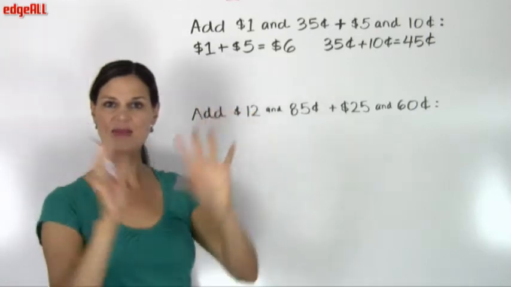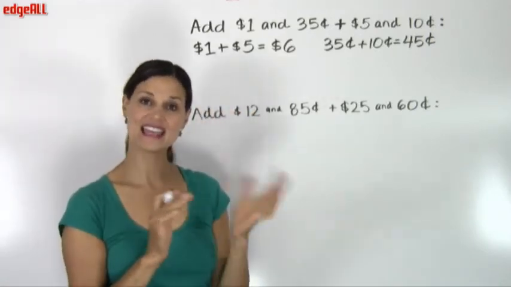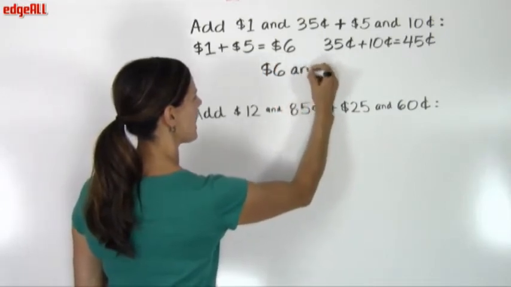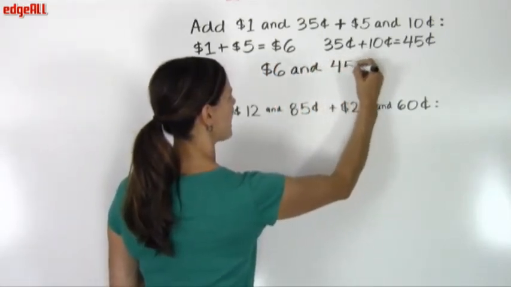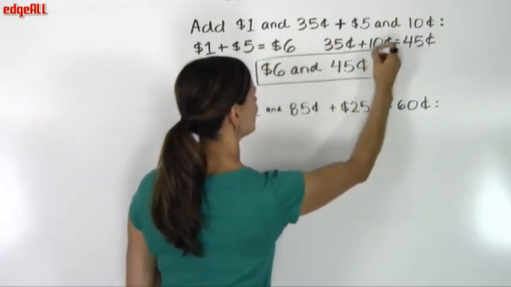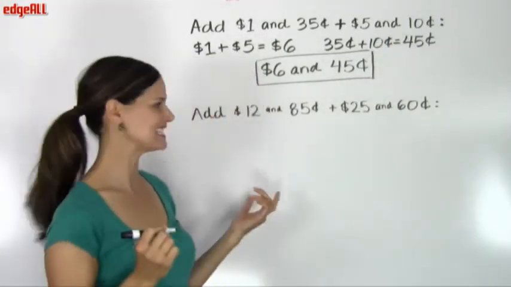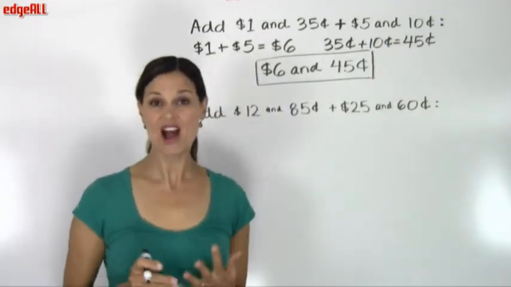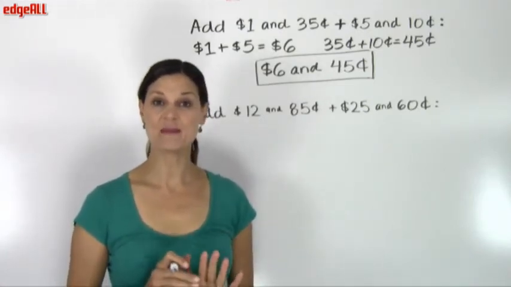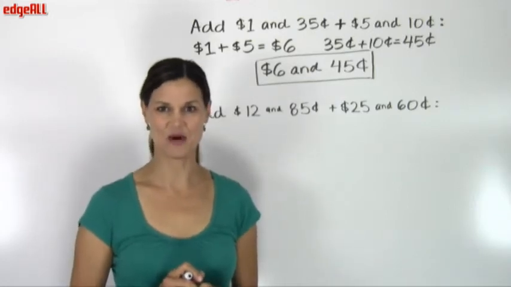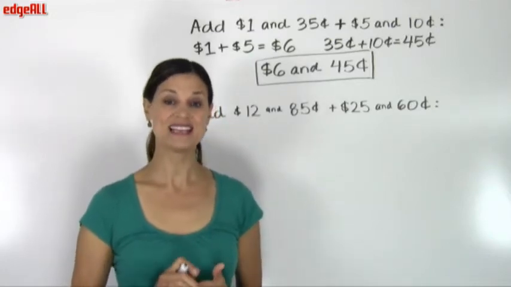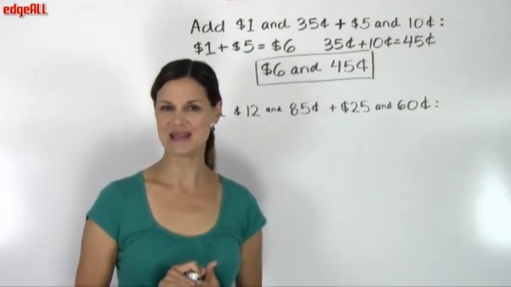So now I can combine those two for my answer and say that the answer to my problem here is $6 and 45 cents. I added dollars to dollars and cents to cents. Any operation using money becomes easier, though, if we write the money using the decimal point form. If you do not know how to write money in point form, please watch the video that teaches writing money.